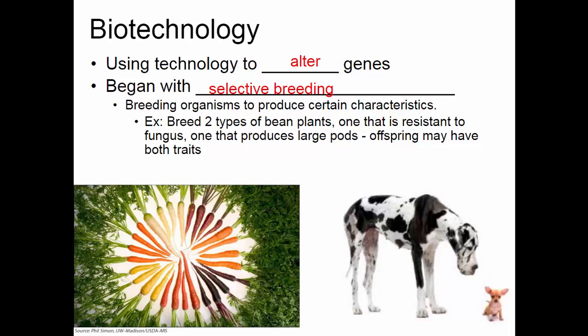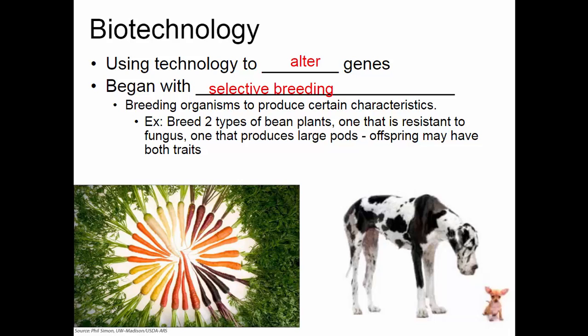All of our agricultural crops and livestock started as wild organisms. But by choosing certain organisms to reproduce, humans have created all of the crops, vegetables, and fruits that we know today. Say you're trying to grow beans, and you have one bean plant that's resistant to a fungus and a different bean plant that grows large pods. By crossing them, you can get offspring that hopefully have both of those traits. You repeat this generation after generation, and you can breed a wide variety of organisms.